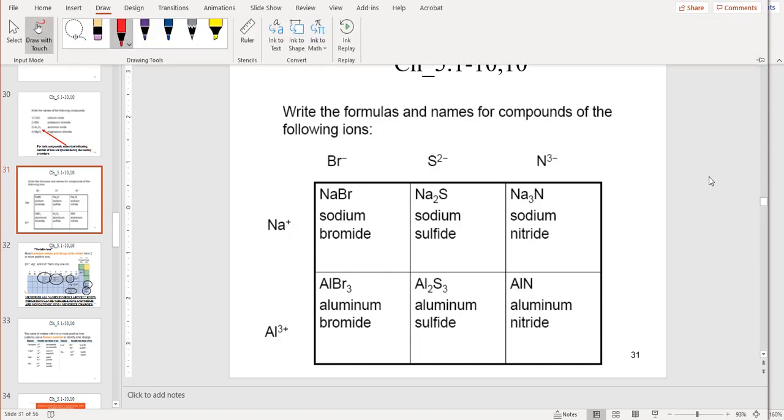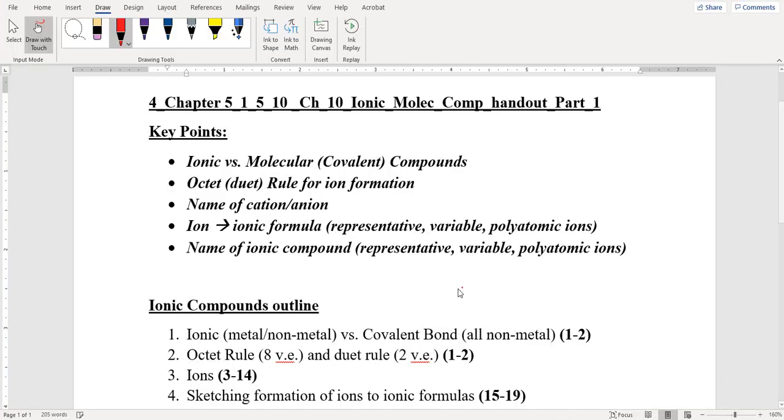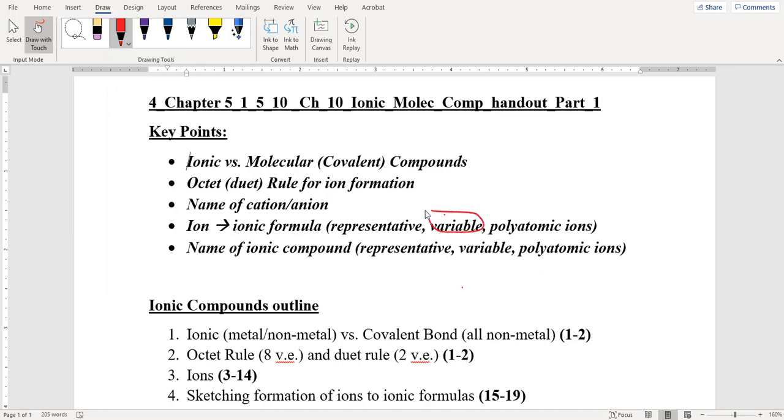You have to not only learn this process, but you have to be able to practice it over and over till you master it. You know you mastered it if you can do a time test on your own self-quiz and you're not stressed. Now we're going to get into variable ions and ionic formulas. Then we'll go ahead and get into the names of ionic compounds for variable.